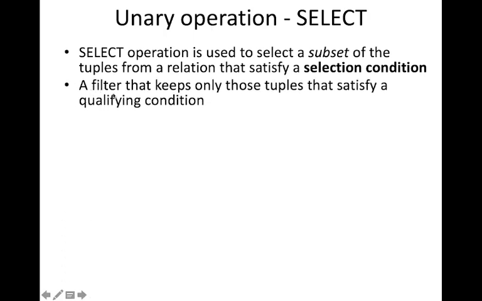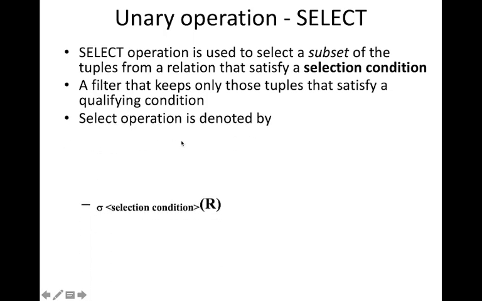The first type of unary operation is select. As I have mentioned, unary operations involve a single relation. The select operation is used to select a subset of tuples from a relation that satisfy a selection condition. So a subset of rows from a table is known as a select operation. It is like a filter that keeps only those tuples that satisfy some qualifying condition.